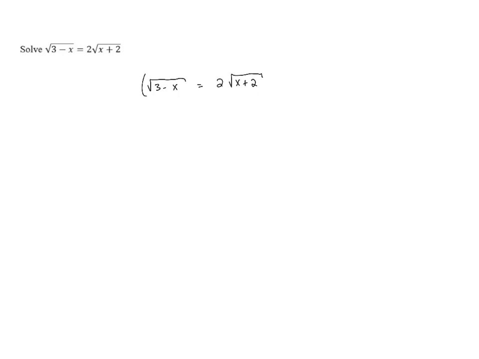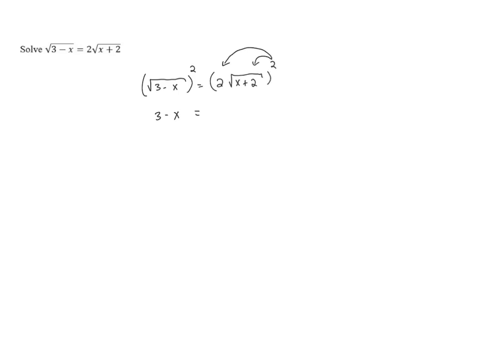And that's what we're going to do from the beginning. We are going to square both sides. The left-hand side just leaves us with 3 minus x, because squaring a square root gets rid of the radical. So we just have 3 minus x on the left. On the right, we are squaring a product, and so we actually have to square each of the factors.